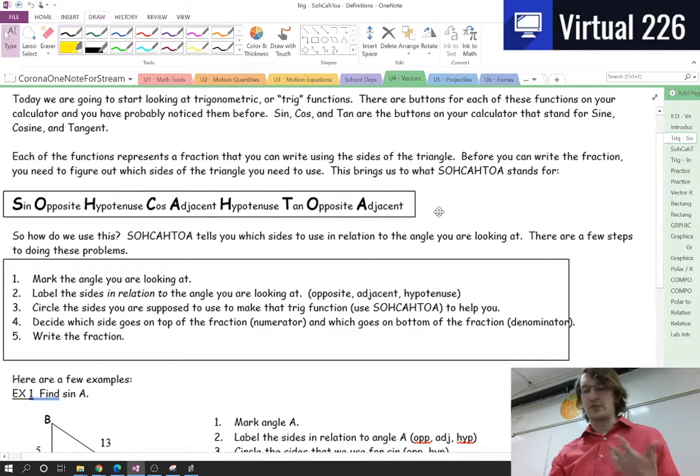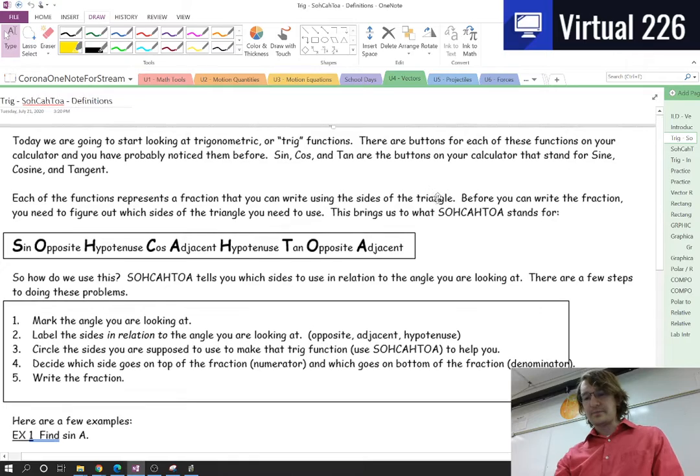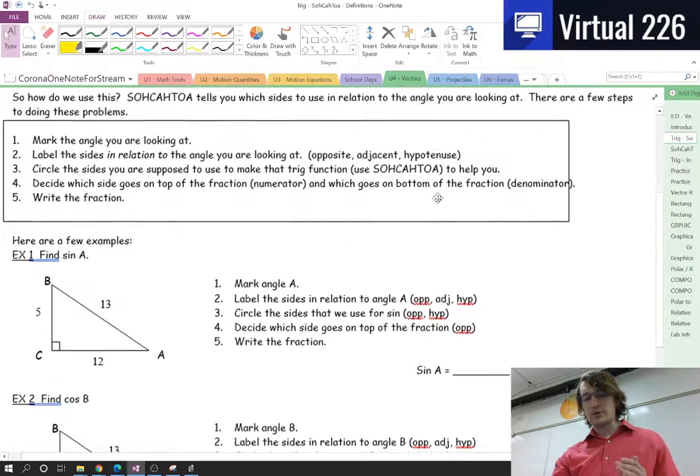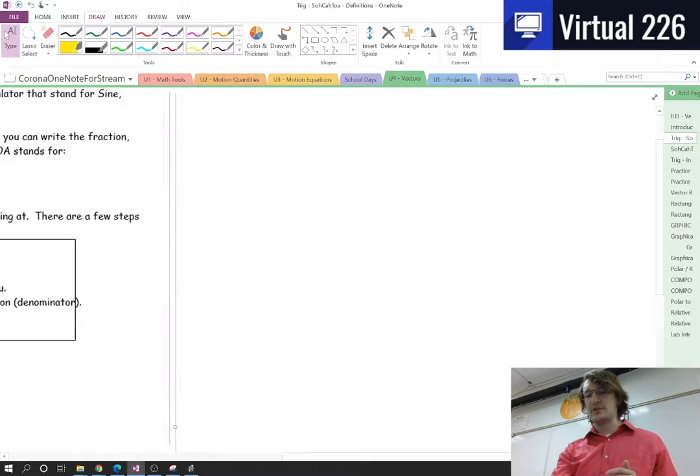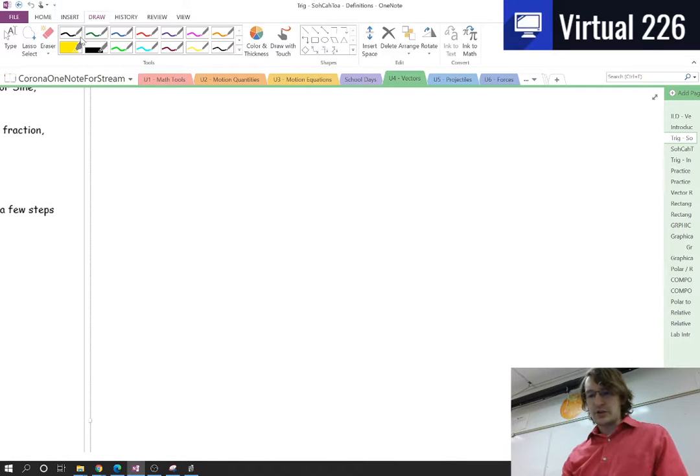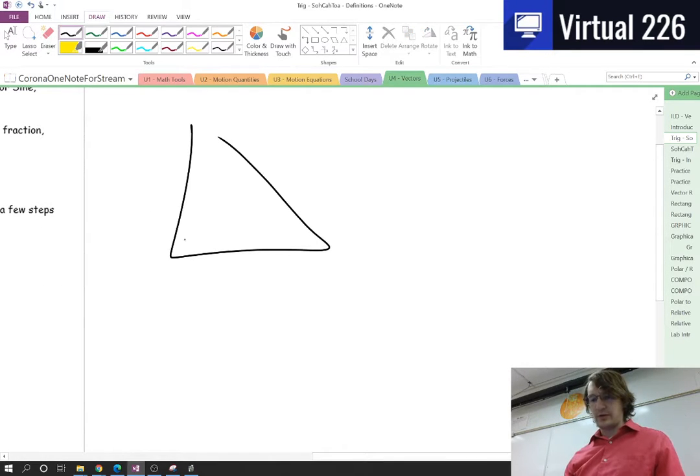Okay, so what we're going to be looking at today is quickly called Sohcahtoa. In long, it's called Trigonometric Functions. Now, what we're going to do is look back to what you've talked about in geometry. In geometry, you could have these triangles, right? And they were like right triangles.